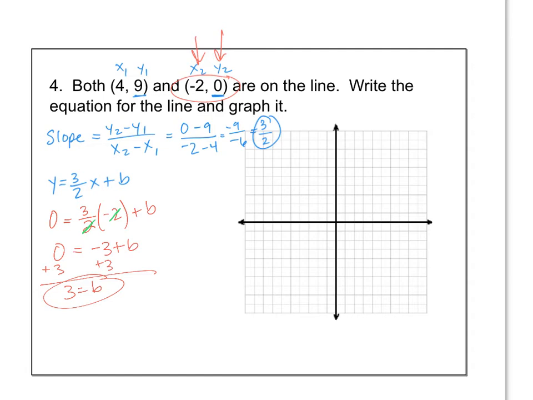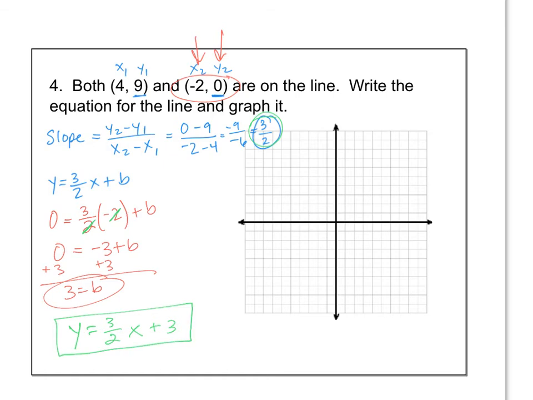So our final equation is y equals, use your slope from up here, so 3 halves, x, and use your b, so plus 3. And there it is.